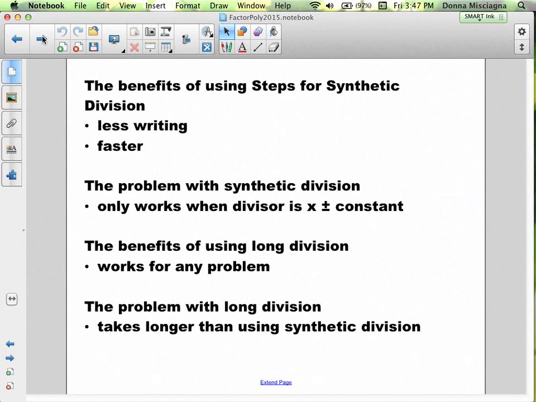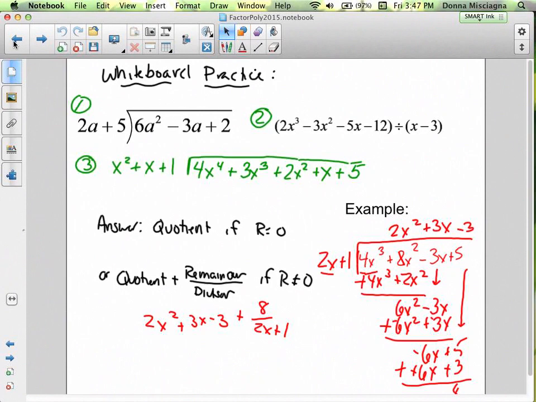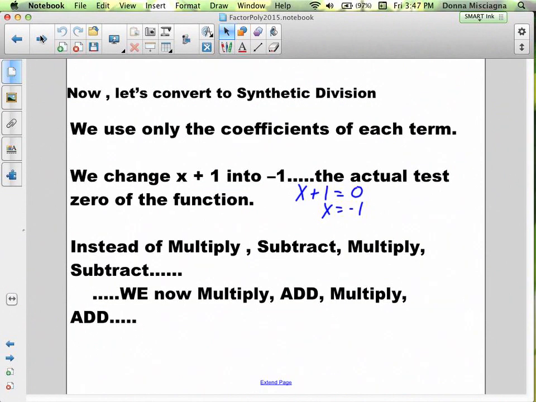But the problem with synthetic division, it only works when your divisor is x plus or minus a constant. So if we go back here to some of the division problems that we did, so for instance here on the whiteboard practice, all right, it wouldn't work for dividing by 2a plus 5, because that's not a plus or minus a constant. It definitely doesn't work for x squared plus x plus 1. We couldn't use synthetic division for those. But we could have used synthetic division for number 2 there, where we're dividing by x minus 3. Okay? So synthetic division doesn't work all the time, right? So we can't always rely on that.